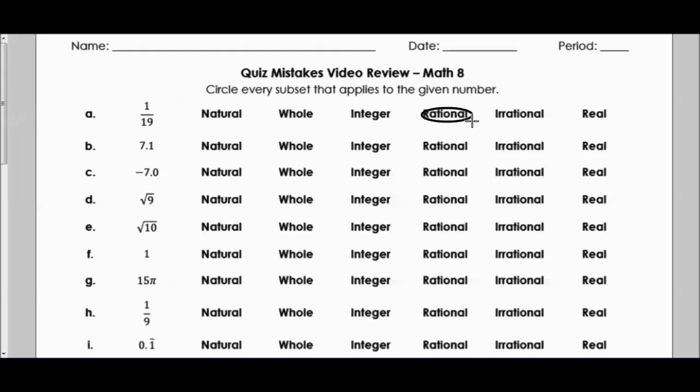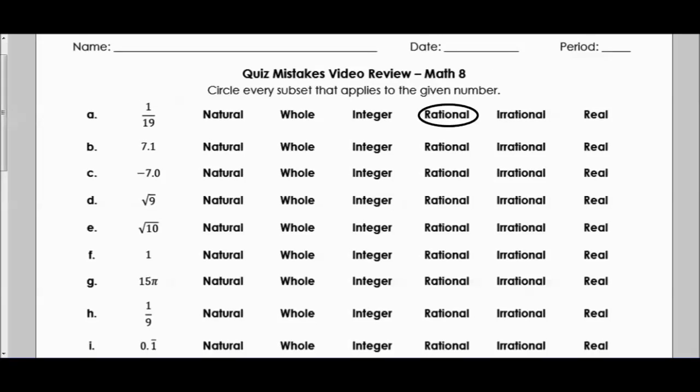Alright, so even though we don't get a repeating decimal and we don't get a terminating decimal, it's still a rational number because it's a fraction. Any fraction not involving pi is going to be a rational number. Alright, we also know that all of these numbers are going to be real, so instead of just circling one at a time, I'm going to go ahead and just circle all of those.